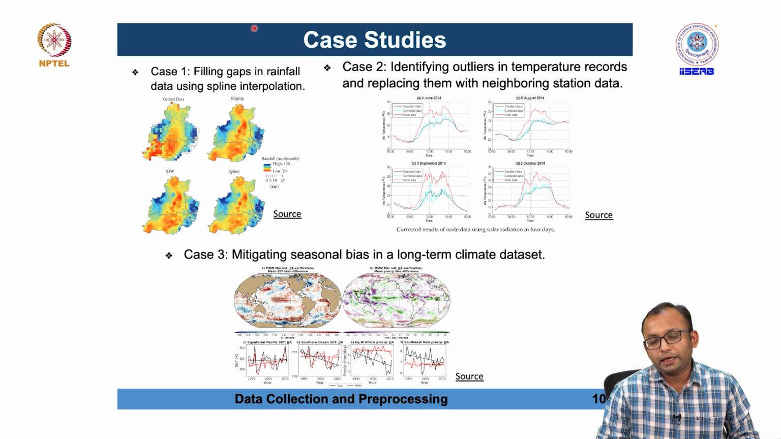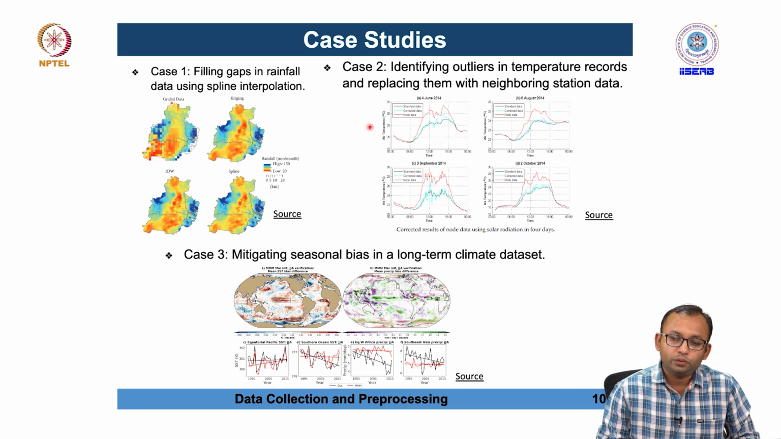So, these are some of the case studies which I would like to discuss. For example, case 1 here: filling of gaps in rainfall using spline interpolation, where there is gridded data and there are a few places where the data is in coarser resolution or maybe missing. So, we can use different interpolation techniques to fill those gaps and also reduce the resolution of the data. Kriging is one type of interpolation. IDW is also one type of technique, and there is a spline method, which is also a different technique.